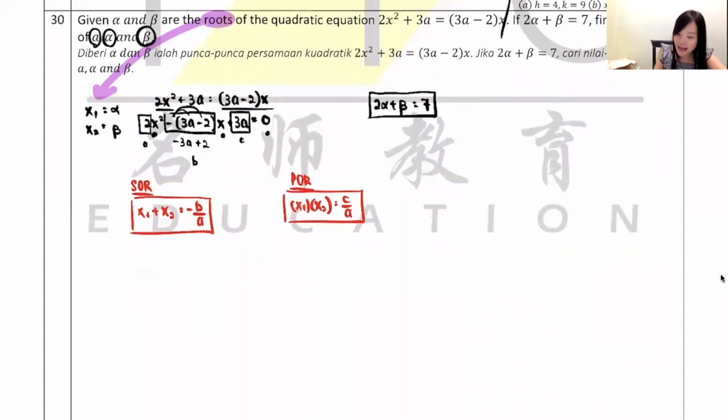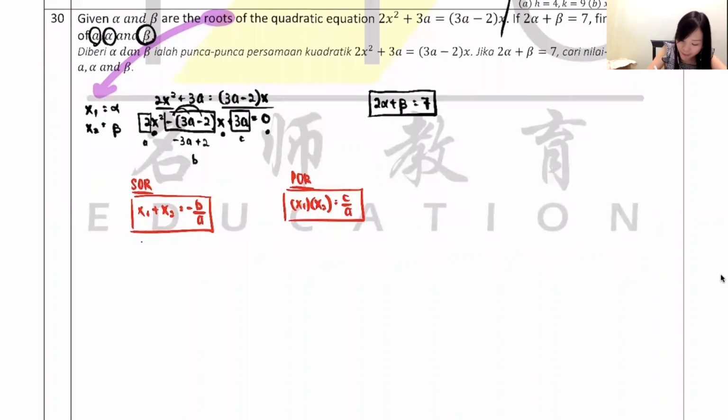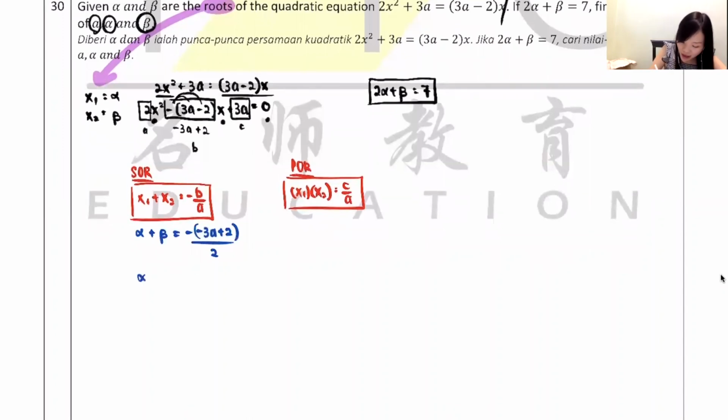Okay. My x1, isn't it here? Alpha. Plus my x2, isn't it beta? Equals to negative b over a. My b, isn't it here? Negative 3a plus 2. I repeat, put bracket, please. Then my a, isn't it here? 2. Okay, I write nicely. Alpha plus beta is negative, negative, positive, negative, positive, negative. Okay, until here. So many unknowns, I understand.